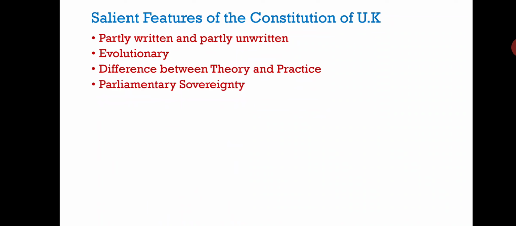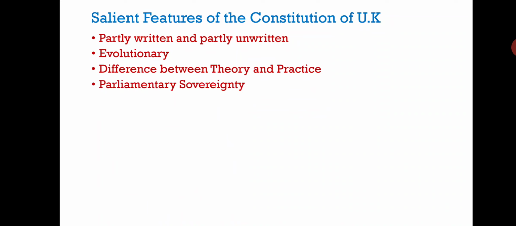The next one, parliamentary sovereignty. The sovereignty of Parliament forms another important feature of the British Constitution. There is no law which the British Parliament cannot make or unmake. No court can question the legality of its acts.